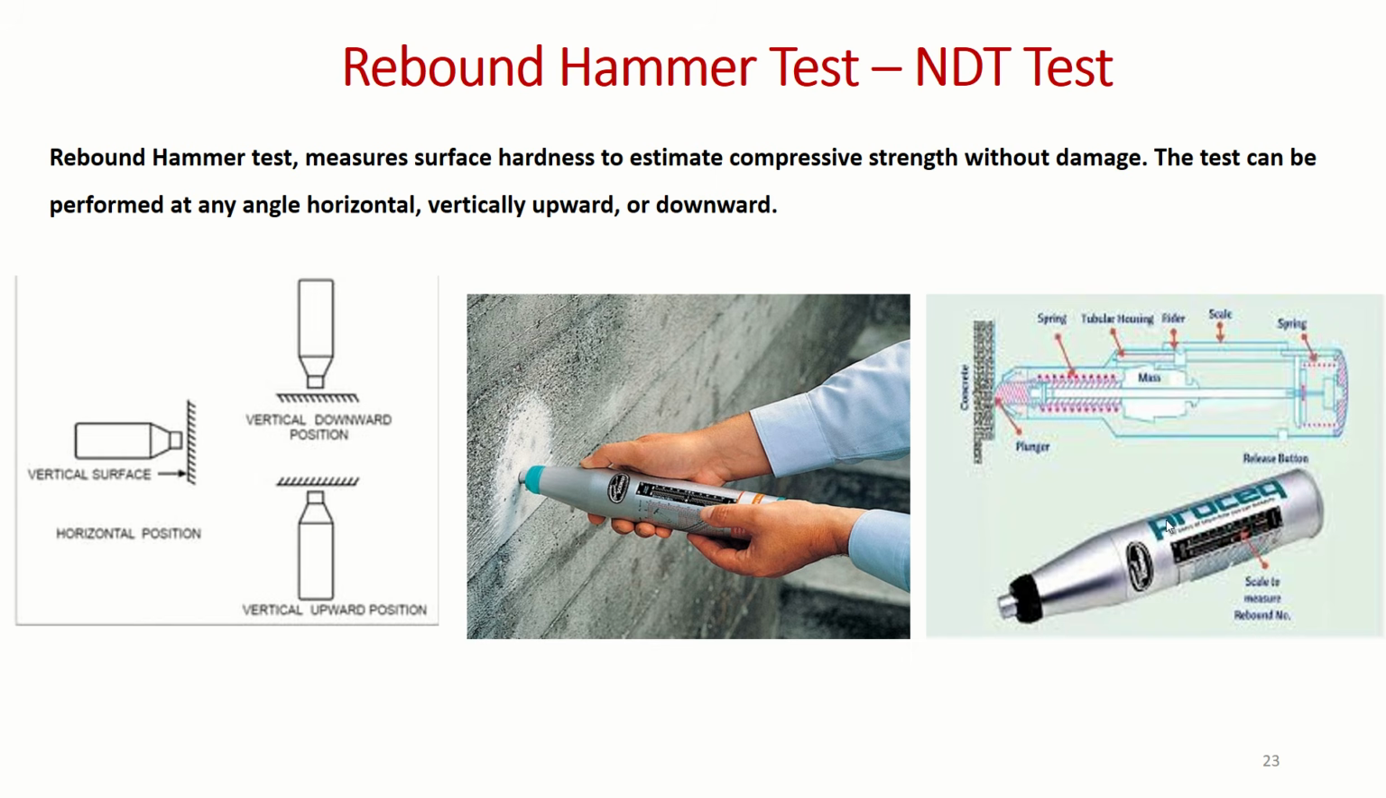On the right side, you can see the rebound hammer. Within 5 minutes we are getting this reading. For the rebound hammer, you should take at least 5 to 6 readings at different locations of the cube or structure, and then take the average reading so that your result will be accurate.